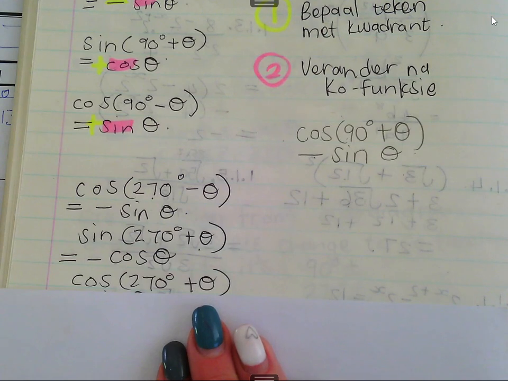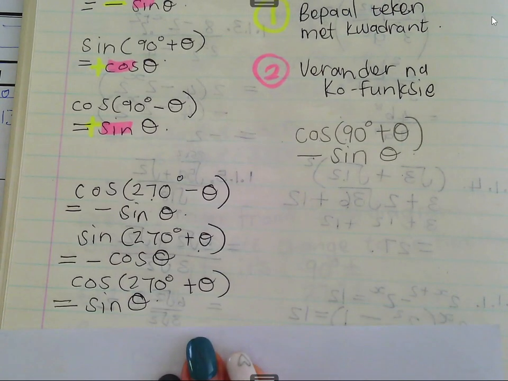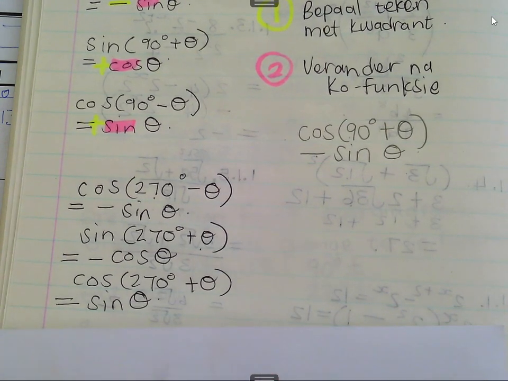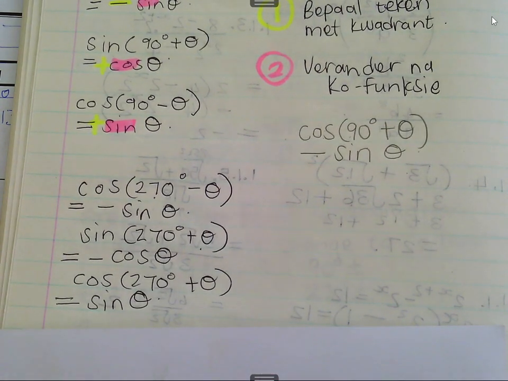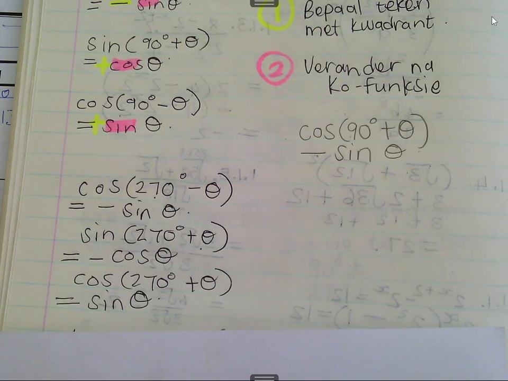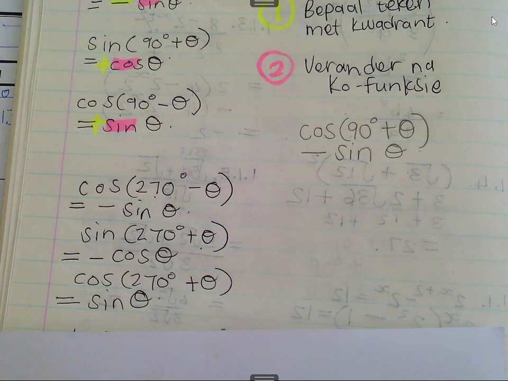270 plus, which quadrant? Fourth. What is cos in the fourth? Positive, but it changed to sin. Remember, we wrote it down yesterday as well, but it must be in that order. First the sign, positive or negative, then you change the function. Don't do it in a different order because you're going to make mistakes. Okay.